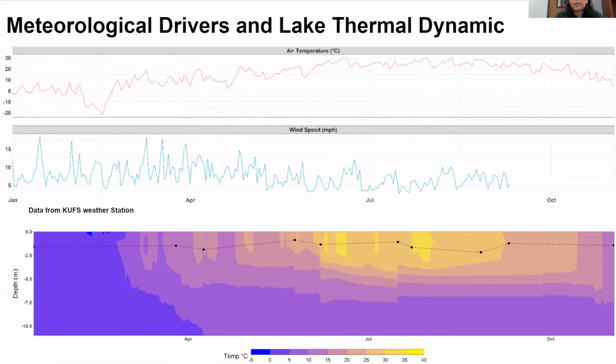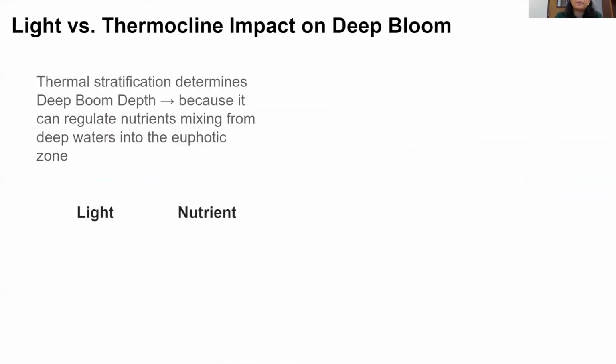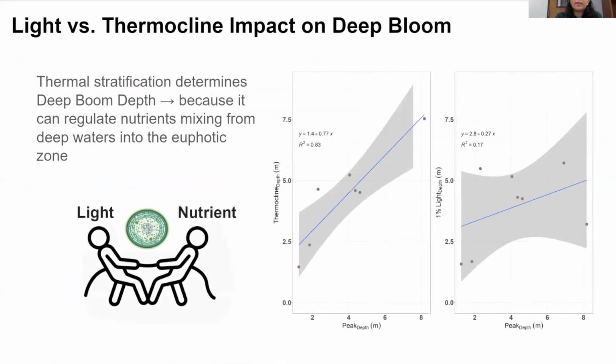And the strong stratification has an impact on the algal community. So we could see that there is a tug of war between the light and nutrients for the cyanobacteria to survive in this Goldilocks zone. Even though we know that they need the light to survive, we can see that there is a very strong correlation between the peak depth and the thermocline. So it's about 0.8 R squared, and it's much higher than the light depth correlation with the deep peak.